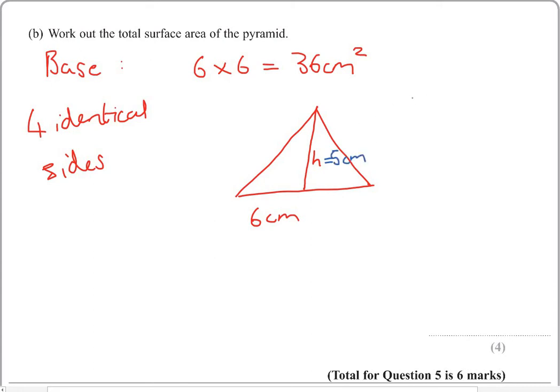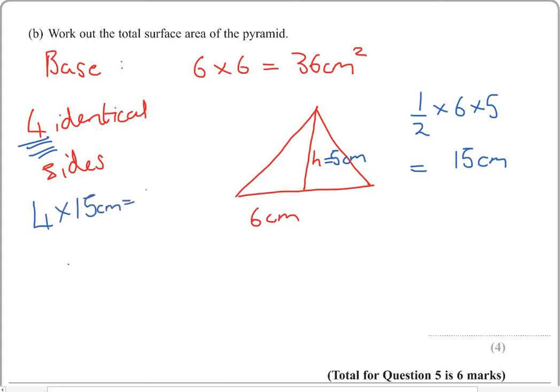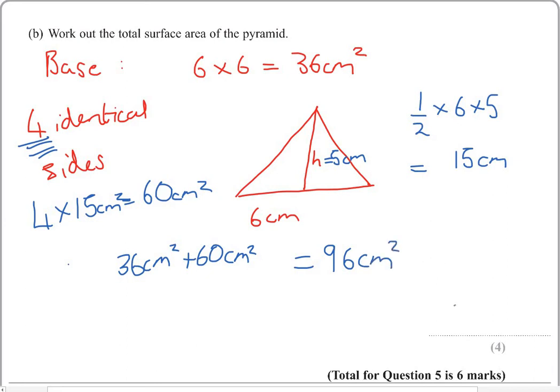Area of a triangle is half times base, which is 6, times the height, which is 5, which equals a half of 30, which is 15 centimeters squared. And we have 4 of these. So we do 4 times 15 equals 60 centimeters squared. Okay, great. So now we just have to add these. 36 centimeters squared plus 60 centimeters squared. And this gives us our final answer. Total surface area of the pyramid as 96 centimeters squared.